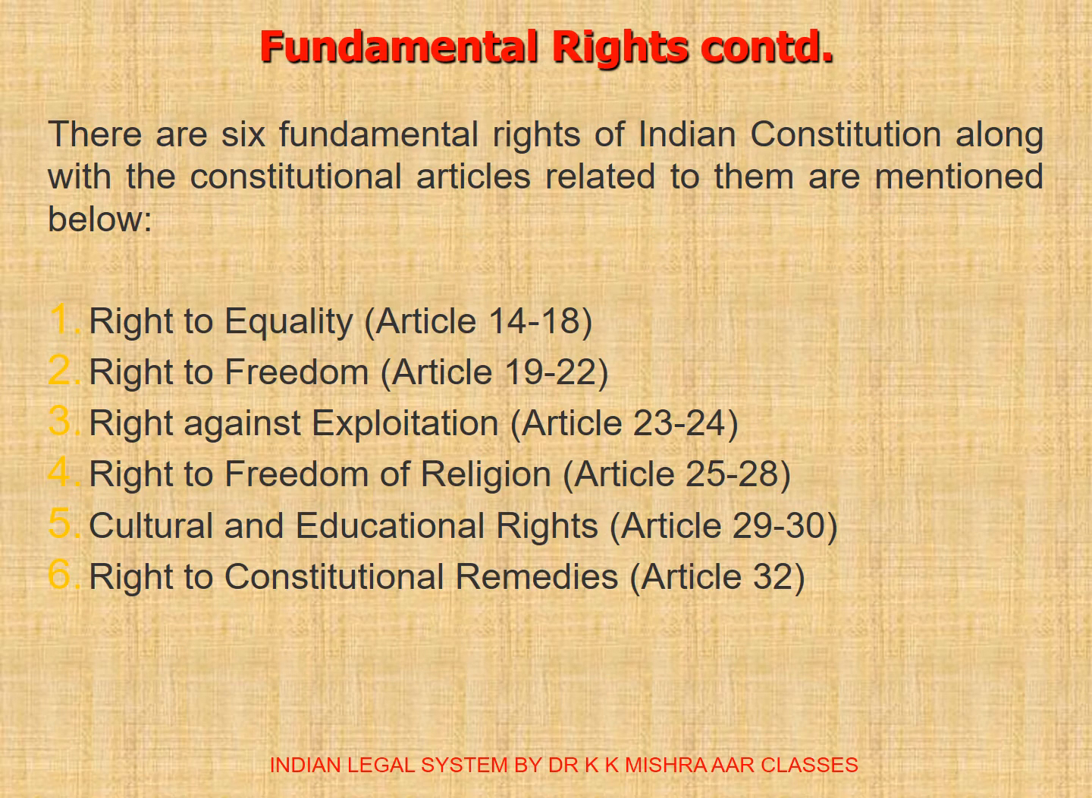Fundamental rights are 6 in number, as in the previous slide it was mentioned. There are 6 fundamental rights of the Constitution, along with the constitutional articles related to them mentioned below. Right to equality is given in articles 14 to 18, right to freedom, articles 19 to 20, articles 23 to 24 deal with right against exploitation, 25 and 28 right to freedom of religion, 29 and 30 cultural and educational rights, and article 32 right to constitutional remedies.